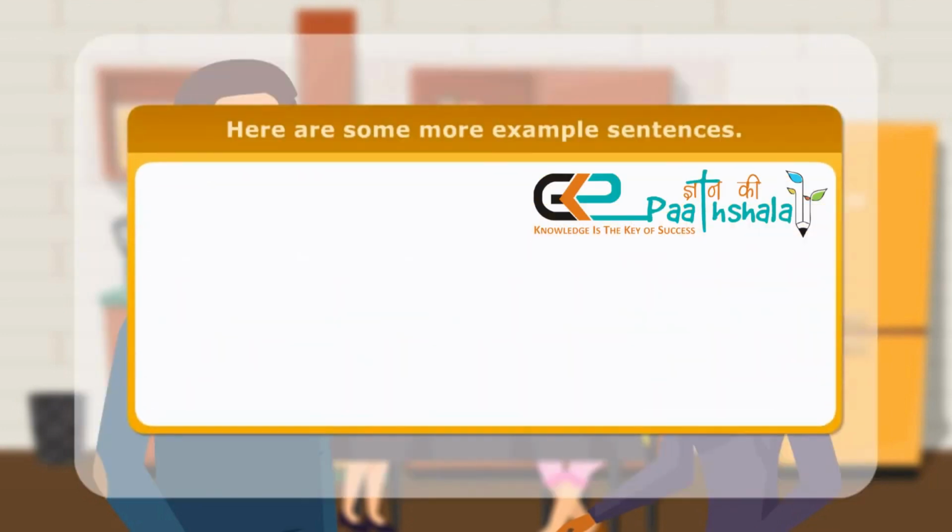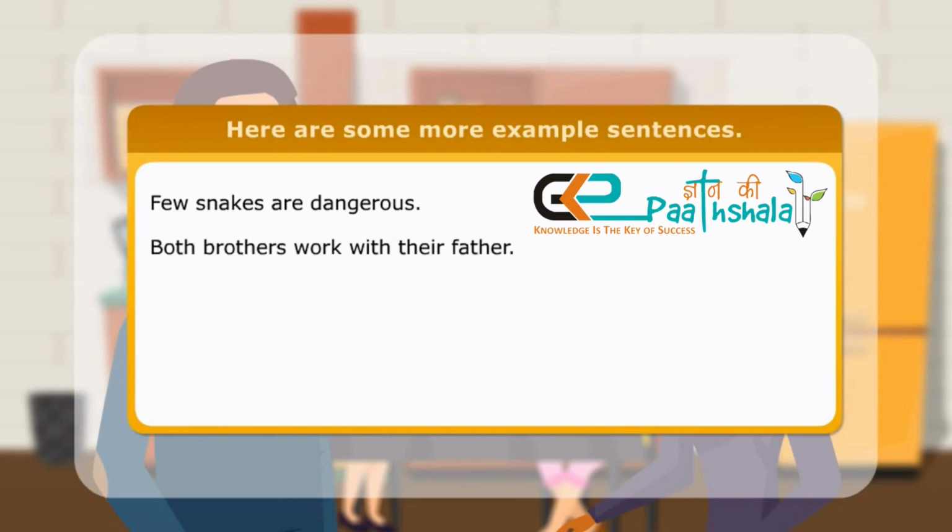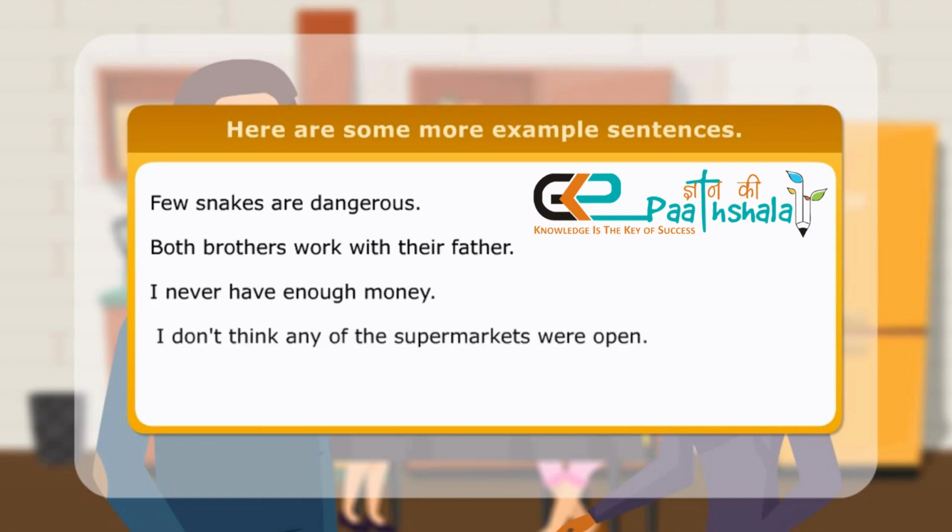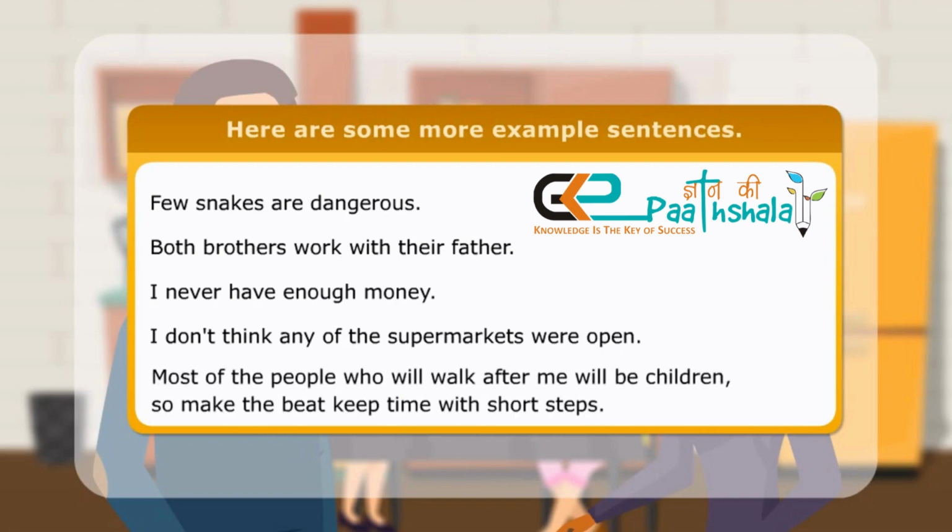Here are some more example sentences. Few snakes are dangerous. Both brothers work with their father. I never have enough money. I don't think any of the supermarkets were open. Most of the people who will walk after me will be children, so make the beat, keep time with short steps.